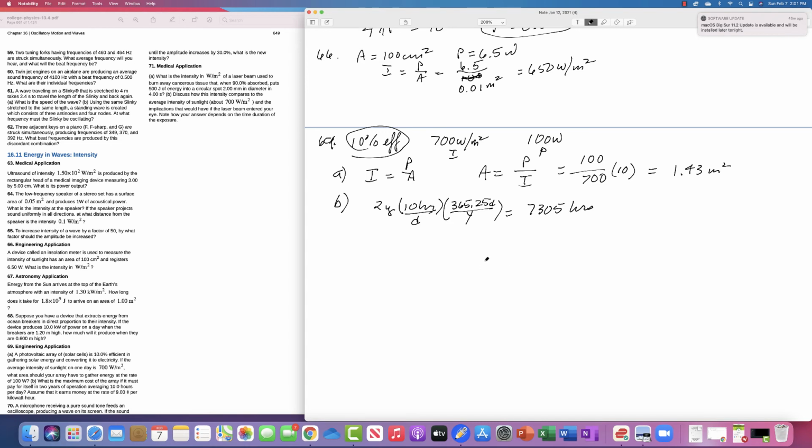If you take 100 watts, which is what your power is, that's 0.1 kilowatts. And you multiply that by your 7,305 hours, that gives you 730.5 kilowatt hours. And at 9 cents per kilowatt hour, that's $65.70. So if you're going to get paid back in 2 years, it has to cost $65.70.